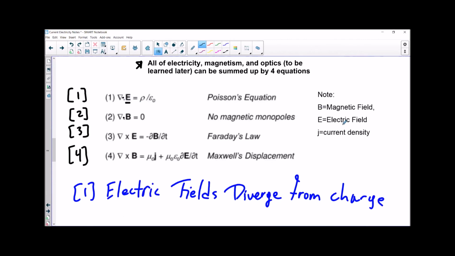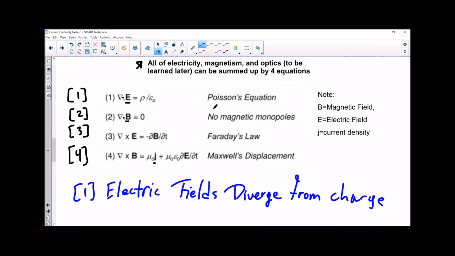Recall, E means electric field, B, I'm going to tell you, means magnetic field, and this thing J means current density. You can think of it as current. So a really elegant or beautiful thing of nature is that everything in electricity and magnetism we've learned can be summed up from these 4 equations.